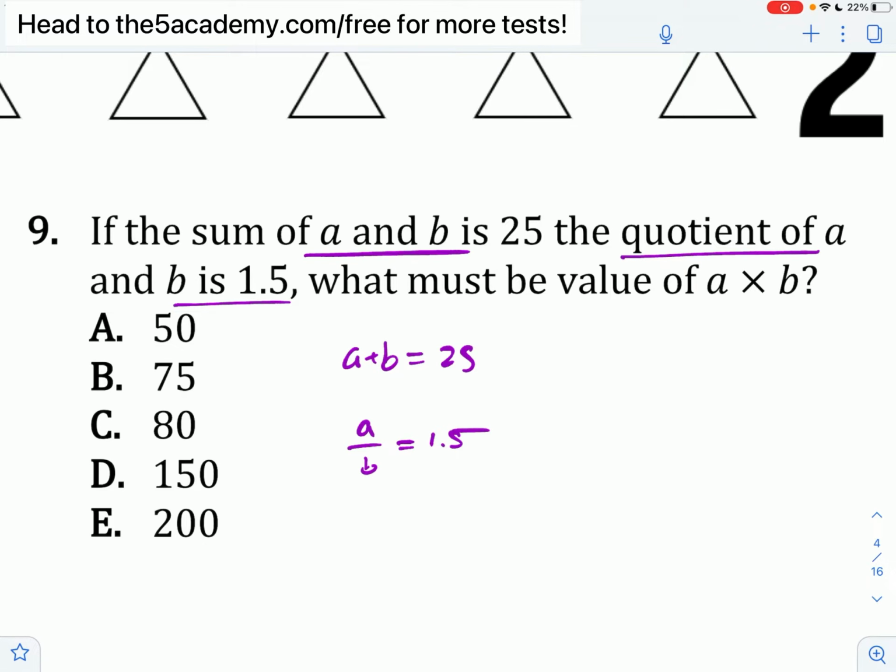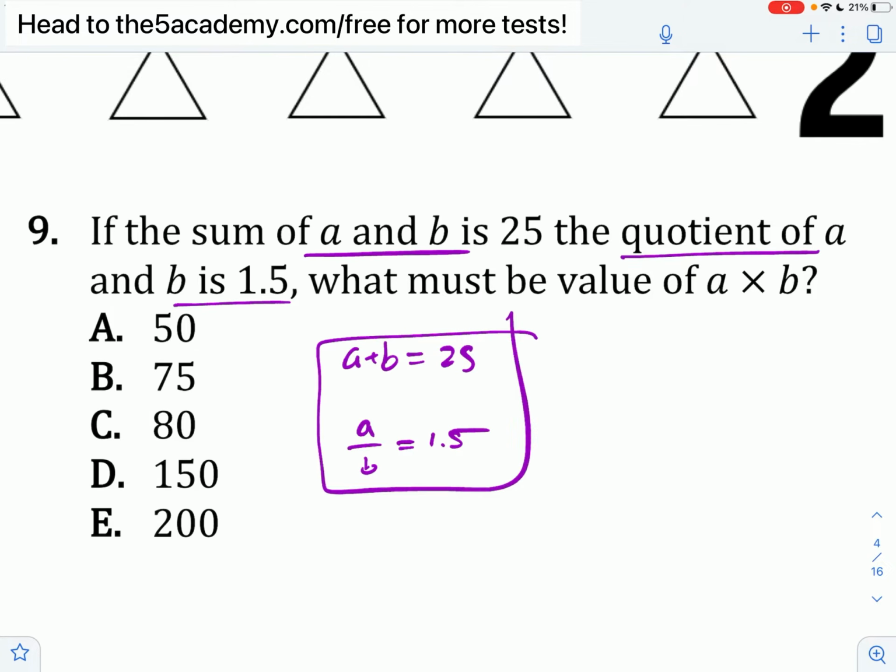Now, it doesn't matter if you do B over A or A over B, because at the end of the day, what are you looking for? A times B. And A plus B is commutative. It doesn't matter if you write it as A plus B or B plus A. The order doesn't matter in this particular problem, so it doesn't matter how you assign them. You'll get the same answer regardless.